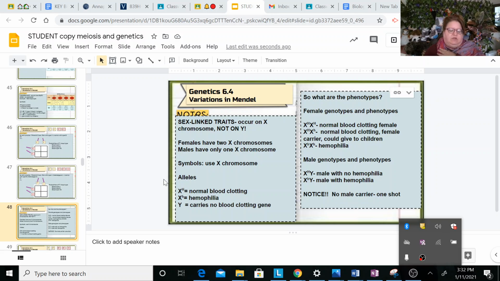Okay, in our previous video, we talked about codominance. Now, we're going to talk about another variation of Mendel's characteristics, and that would be sex-linked traits.